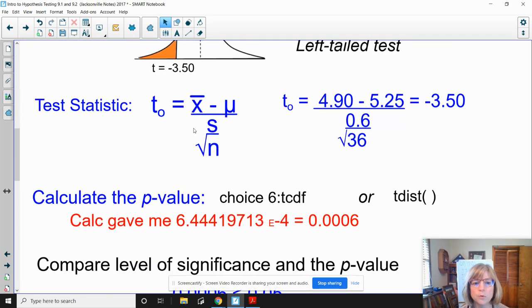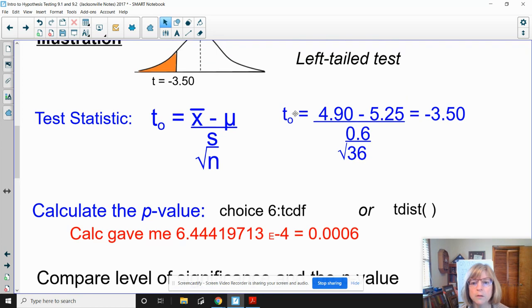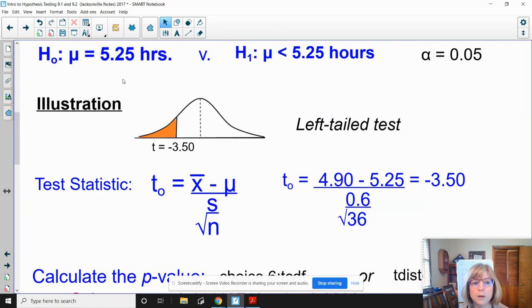So we use our formula, and this subscript of O stands for observed. So our test statistic is sometimes called an observed value. So here we have our sample mean, 4.9, minus our population mean, which we get really from our null hypothesis up here. Then we divide that by s of x bar, which is the standard deviation of the sample divided by the square root of n. And we get a t-score of negative 3.5.